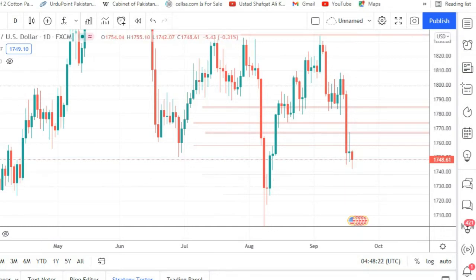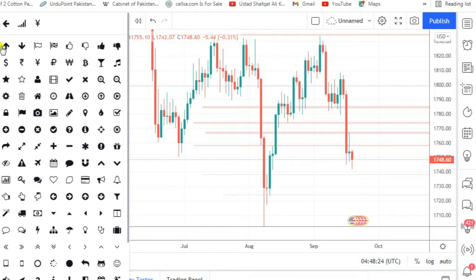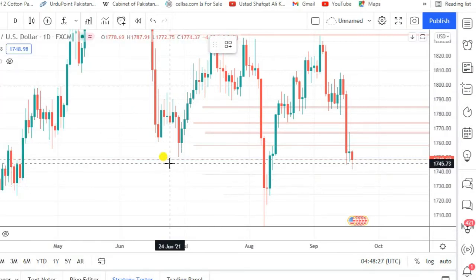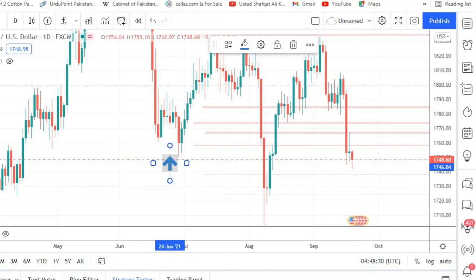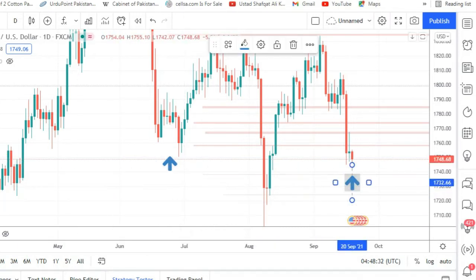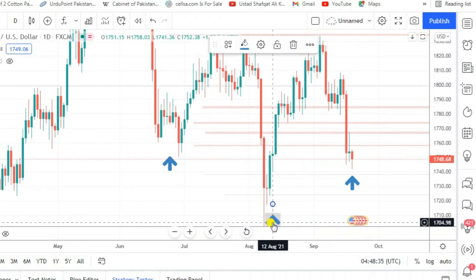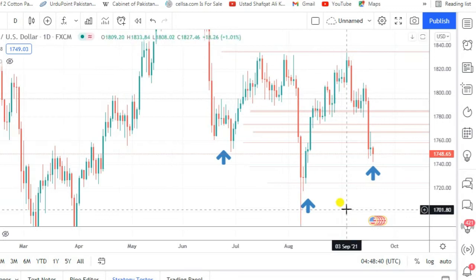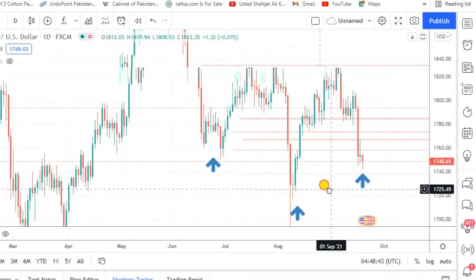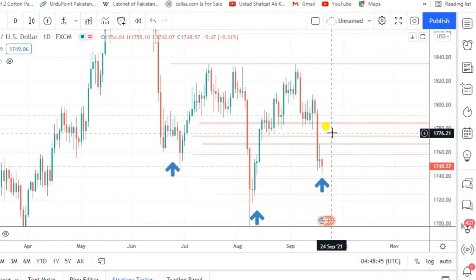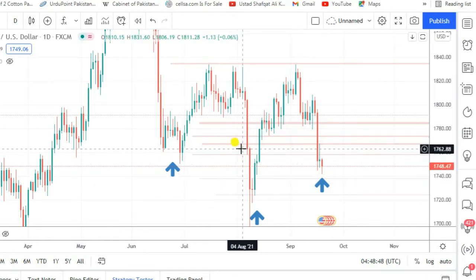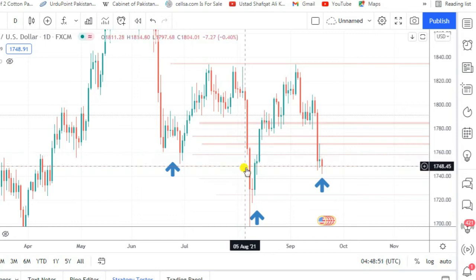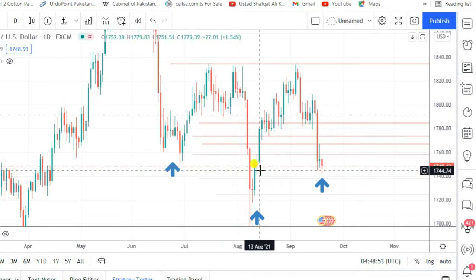Right now, if you look at the daily time frame, I will show you one more thing. If you look at these areas, you can clearly see the market is right now creating an inverse head and shoulders pattern. Whenever the market creates an inverse head and shoulders pattern, it gives us a first indicator that the market is going to be bullish soon. Firstly the market has to break the 1760 level. That would be our first confirmation that the market is going to be bullish in the coming days.